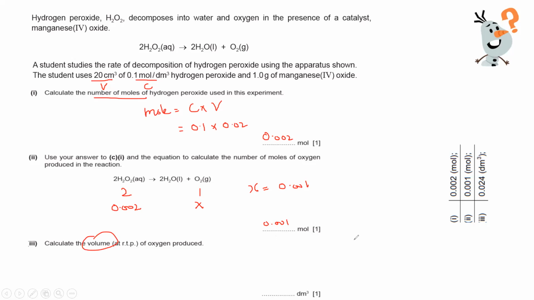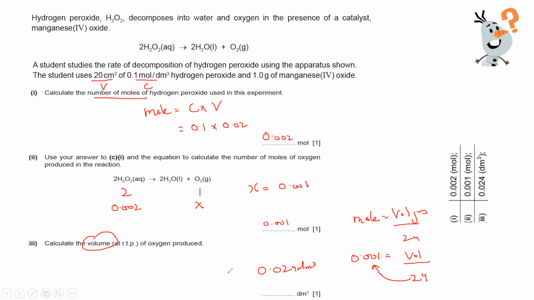The third part, we need the volume of the gas. So how do we get the volume of the gas? There is a formula that moles equal volume of the gas divided by 24. We have the moles of oxygen from the second part, 0.001 moles. We need the volume of the gas, and that is divided by 24. So if 24 is divided on one side, on the other side it will be multiplied. So 0.001 multiplied by 24 gives us 0.024 decimeter cube. This formula is valid to get the volume of gas or relate the volume of the gas with moles.